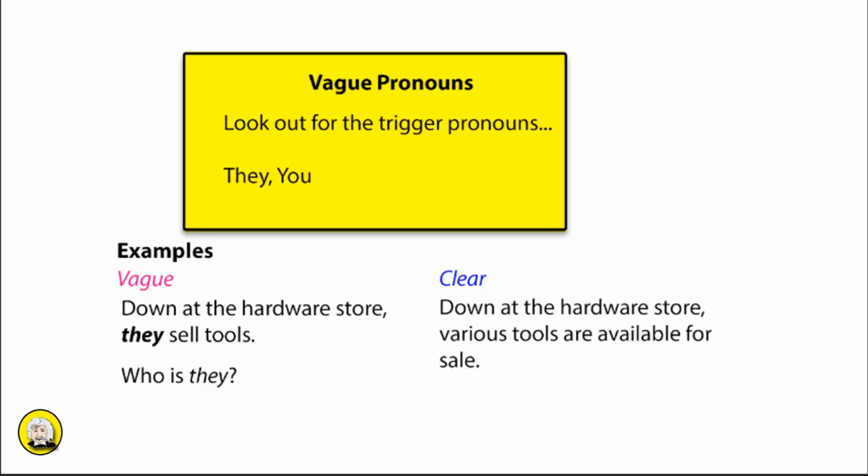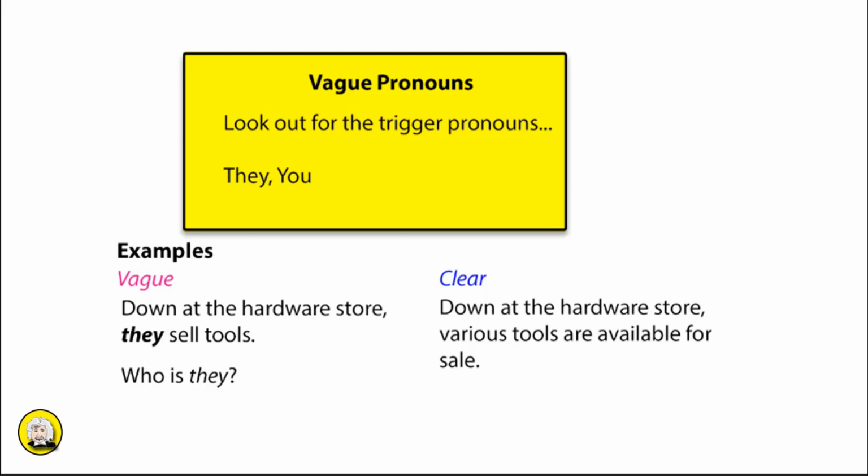"Down at the hardware store, various tools are available for sale." It doesn't really matter who the "they" is selling the tools. I would stand to guess the author doesn't even know a specific person who would be selling those tools. The fact is, tools are sold down at the hardware store, and that's the idea they're trying to convey.